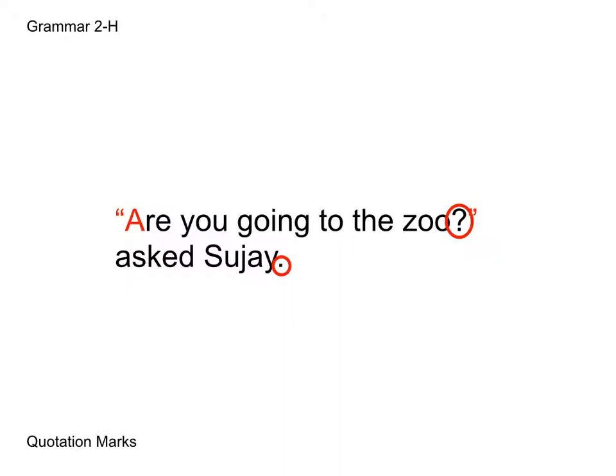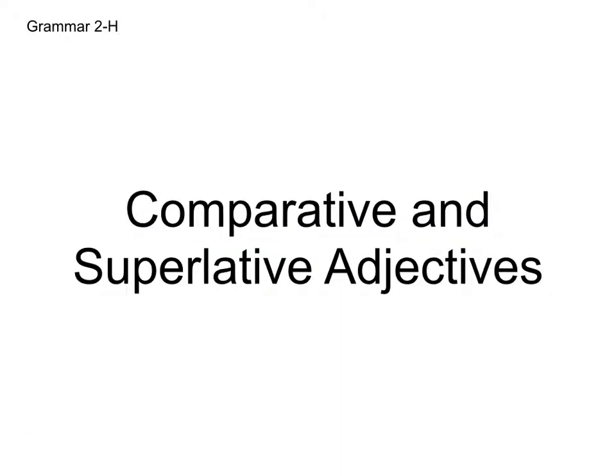So just remember that just the ending punctuation mark goes there or a comma, it won't be both at the end of that quotation. And then we just want to capitalize anything else that needs to be capitalized, like the name, and we have correctly capitalized and punctuated this sentence. Now we're going to move on to comparative and superlative adjectives.